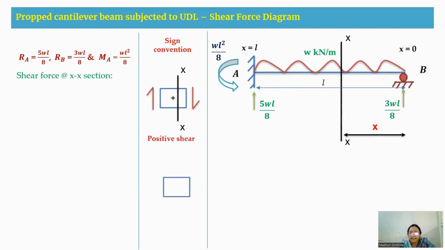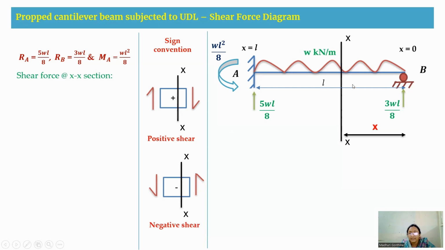Now when we take the same element and cut a section, towards your left hand side and towards your right hand side of the section, if the shear is in the anti-clockwise direction, as you can see here, then we are going to consider it as a negative shear. So this is a sign convention.